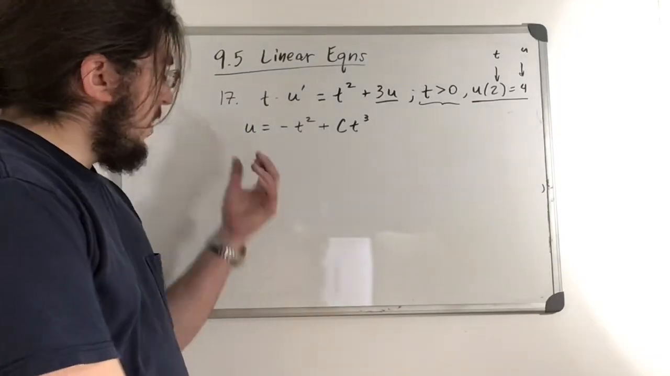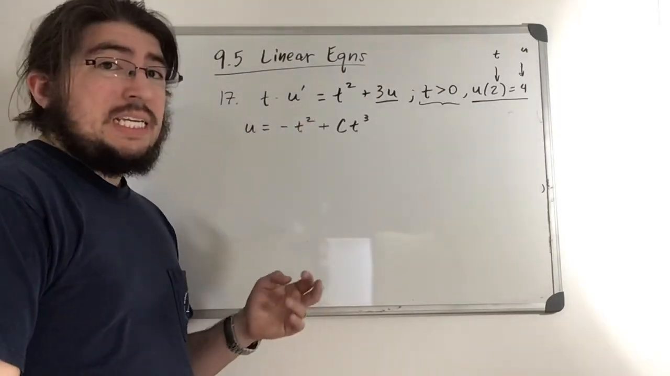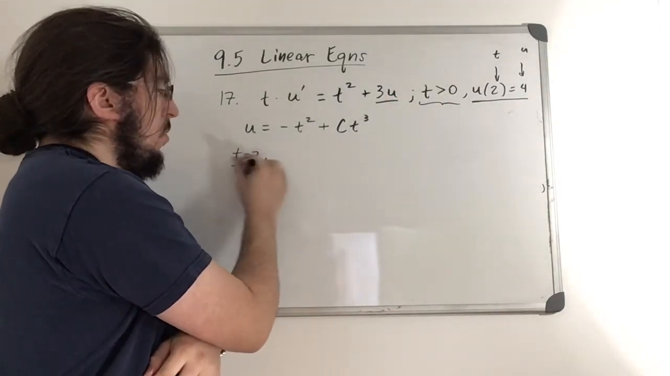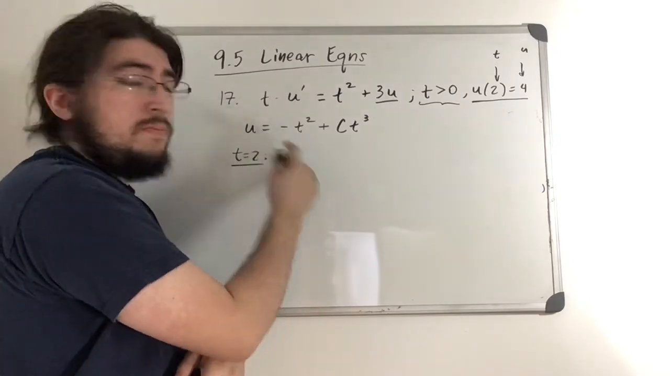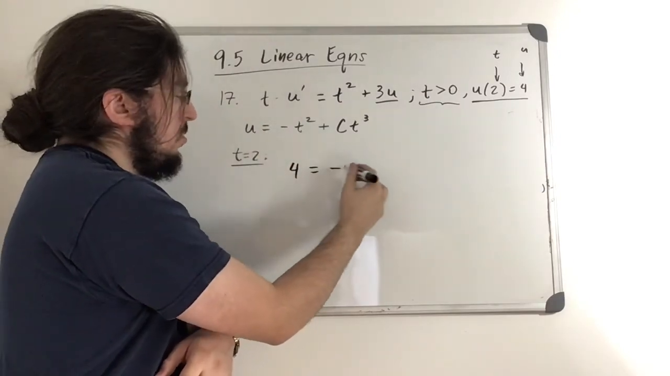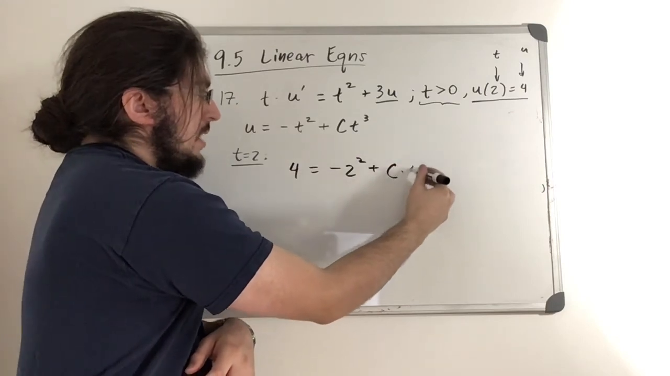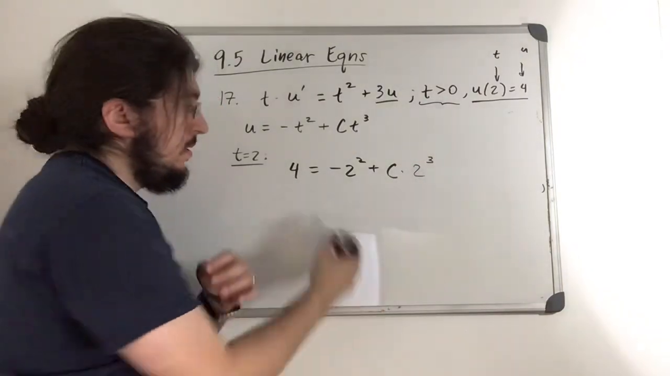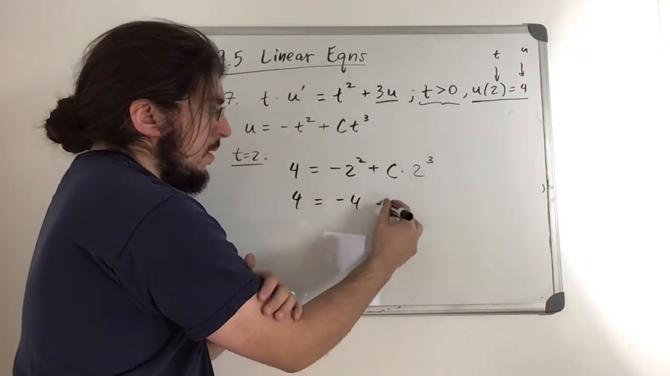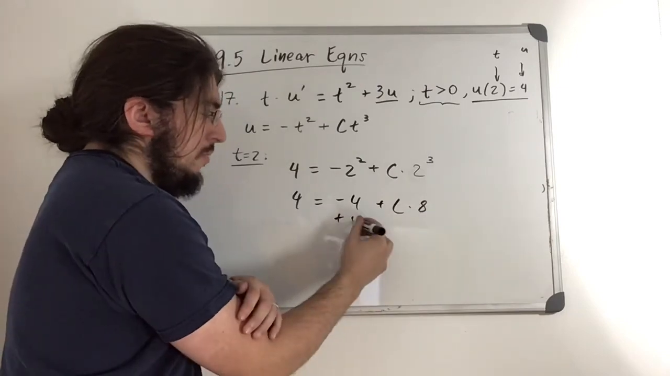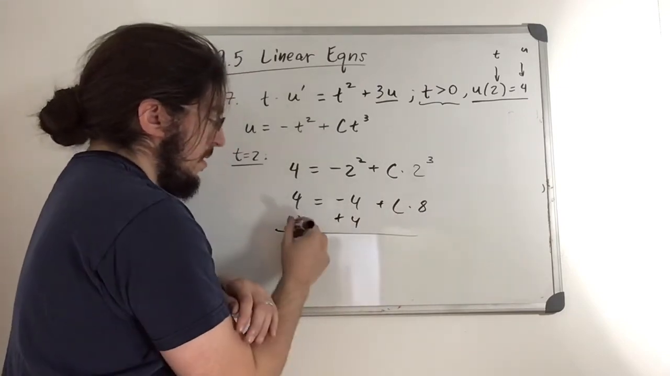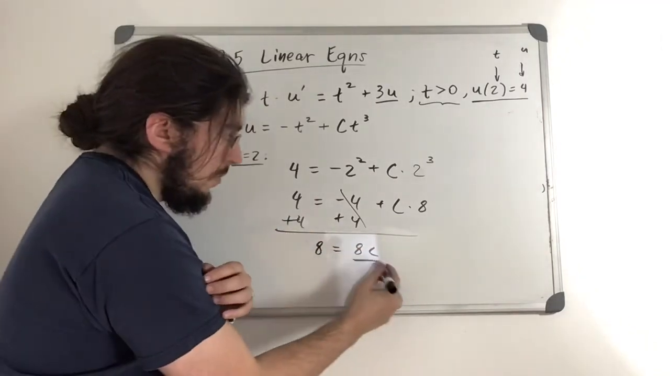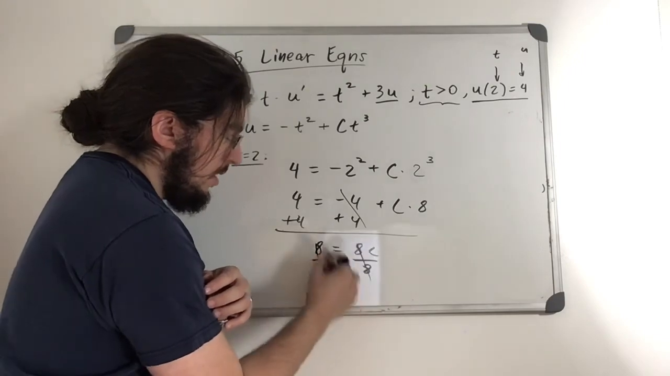All right, so now here we go. We got u is equal to negative t squared plus c t cubed. And we're going to apply our initial condition. We're going to let t is equal to 2. When t is equal to 2, we get u of 2, which is 4, equals negative 2 squared plus c times, well, 2 cubed. Perfect. So that's 4 is equal to negative 4 plus c times 8. Add 4 to the other side. So we get 8 is equal to 8 times c. Divide by 8. What is c? It's just 1.